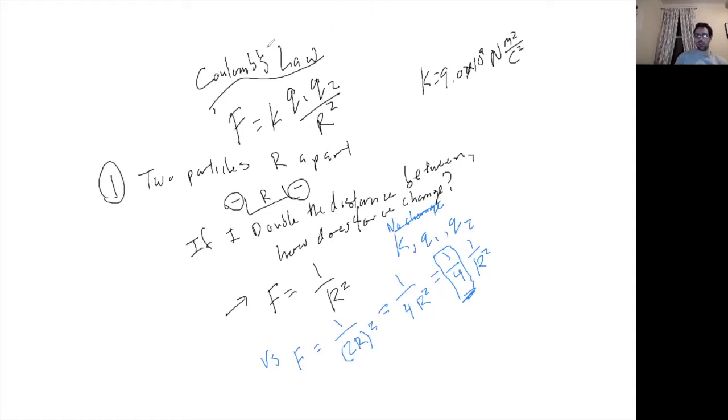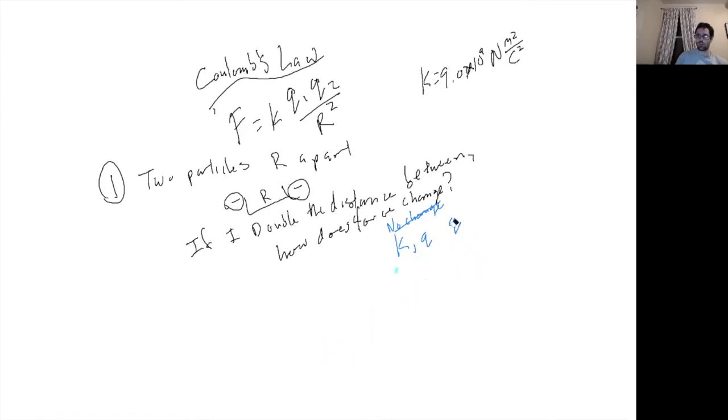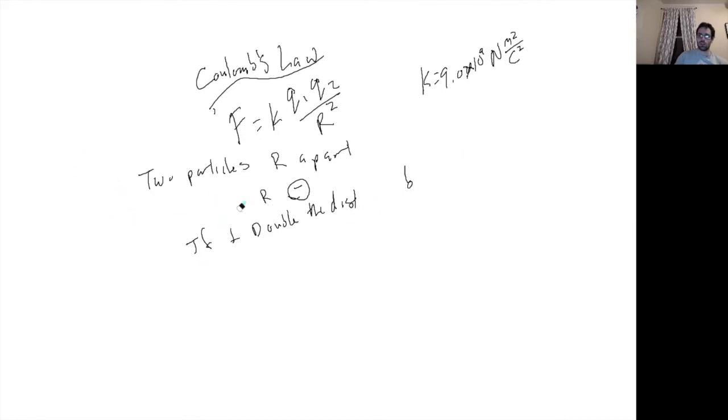Okay, let's do some erasing here. Let's try another problem and look at a slightly different approach. Instead of one particle, we'll have two particles still r apart, and it's still the minus, and they have charges Q1 and Q2.